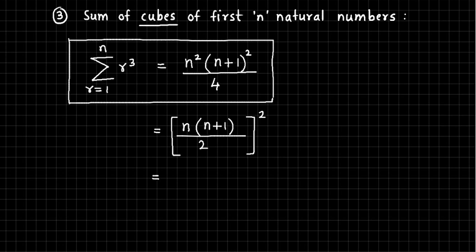And if we recollect, the expression which we have written inside the bracket is nothing but the sum of first n natural numbers that we just did some time ago. So that is nothing but the square of the sum of first n natural numbers. So the sum of cubes of first n natural numbers is the square of the sum of those n natural numbers.